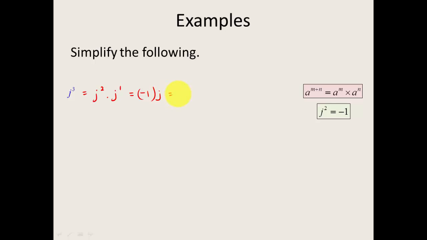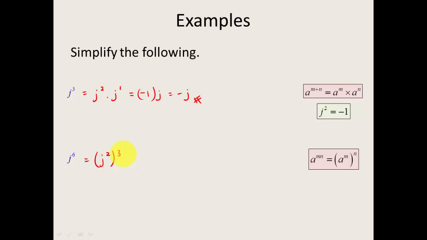-1 times j gives me -j, and that is the simplest form. Let's try j power 6. J power 6 can be written as j squared with a cube on the outside. And I know that it is correct because according to this law of indices, the power 2 times the power 3 does give me 6.